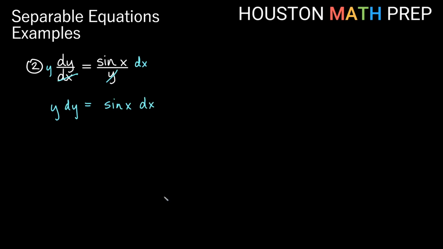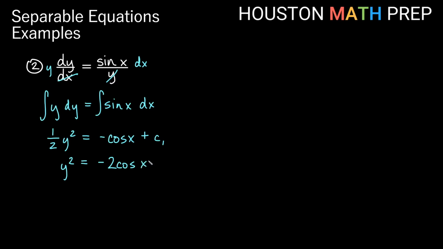And now we are separated. We have separated variables, so we'll go ahead and take the antiderivative of both sides. The antiderivative of y dy is going to be 1/2 y squared. Equals the antiderivative of sine x is negative cosine x, plus some constant, I'll call it c1. And now it's reasonable to solve this for y, so let's go ahead and do so. Let's get rid of the 1/2. First, let's go ahead and multiply everything by 2, so we would have y squared equals, this would become negative 2 cosine x. And now think about what we should have here.